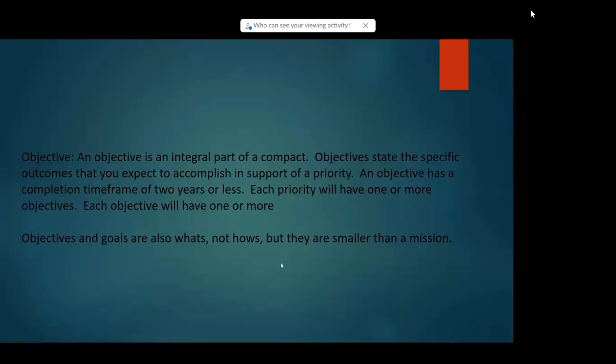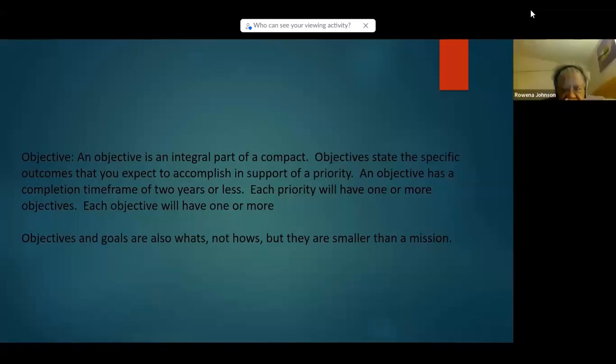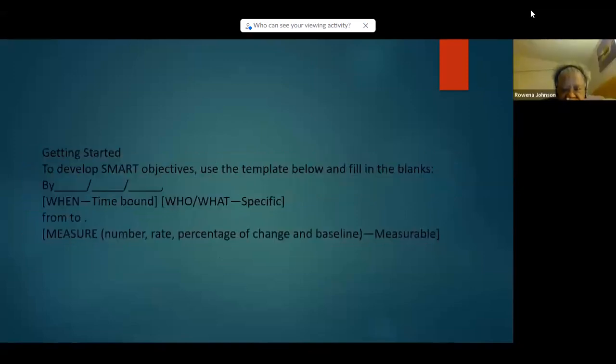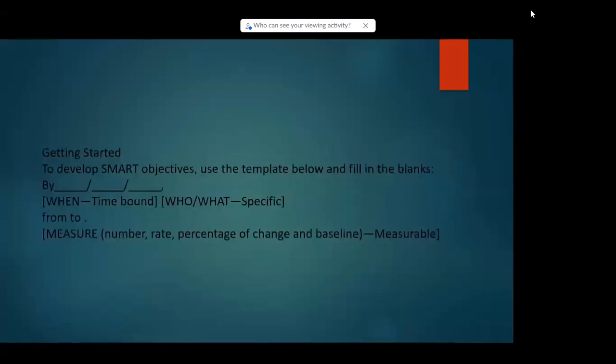Objectives and goals are the what. Strategy is the how you plan to do it. Okay, let's continue.